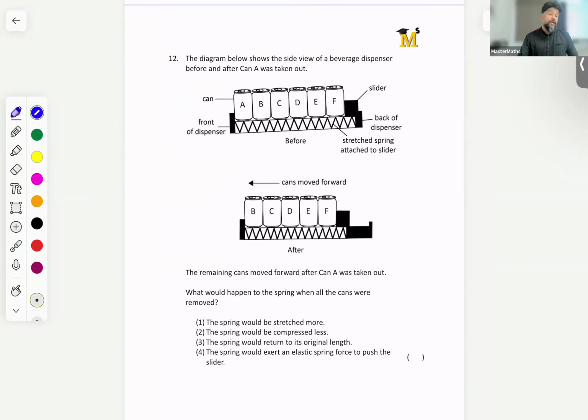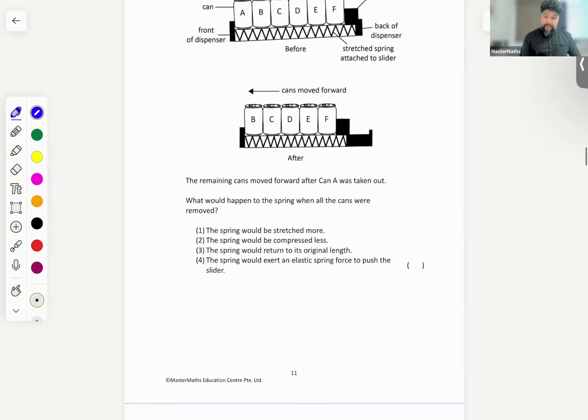3. Okay, cool. Did anyone get a different answer than 3? All of us got 3? Anyone got it wrong? No, so I don't need to explain, 3. Okay, why? The spring returns to its original length. Simple as that. It cannot be stretched more, it will not be compressed, it's not even compressed to begin with. Okay, good.